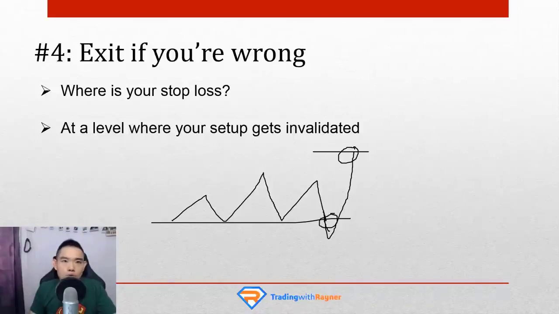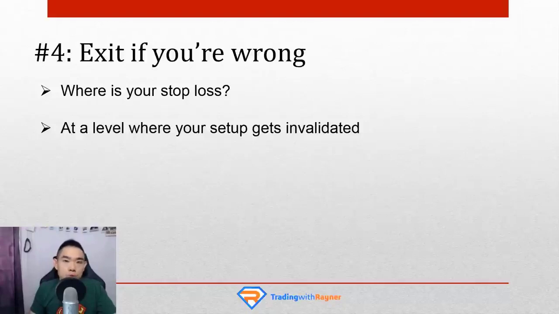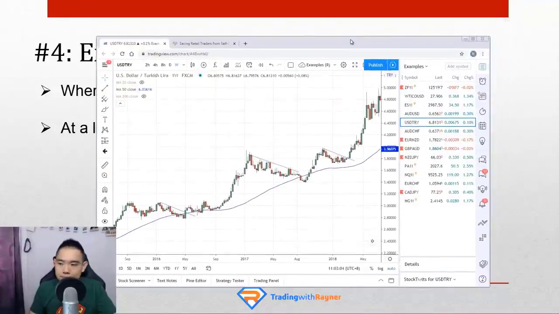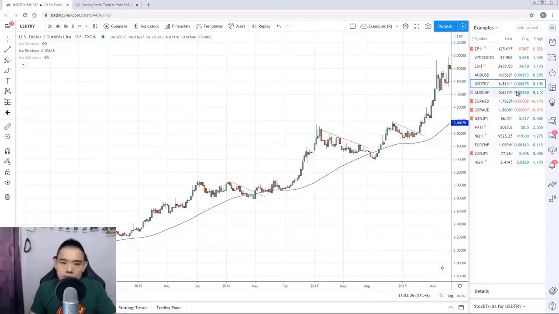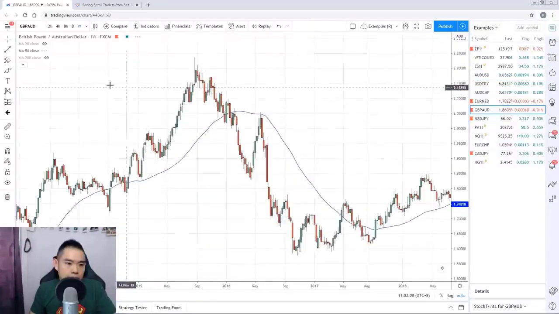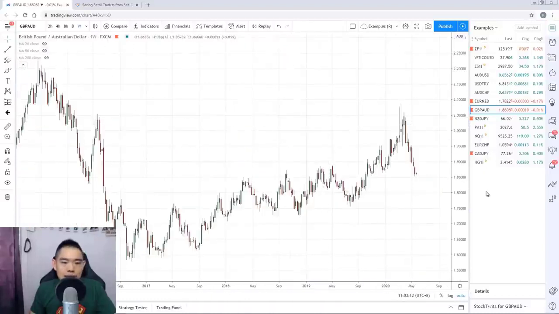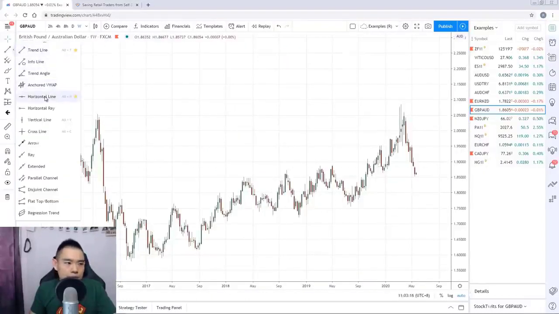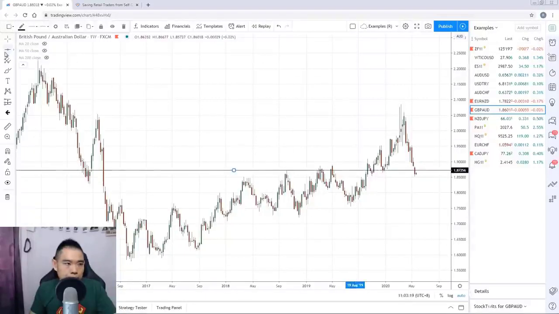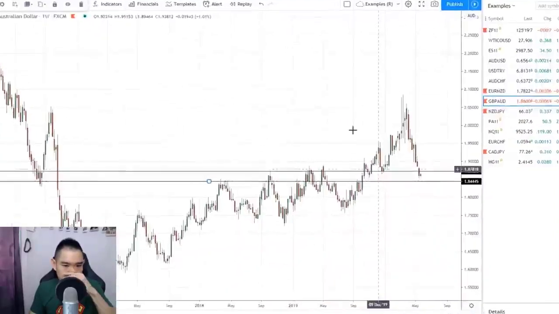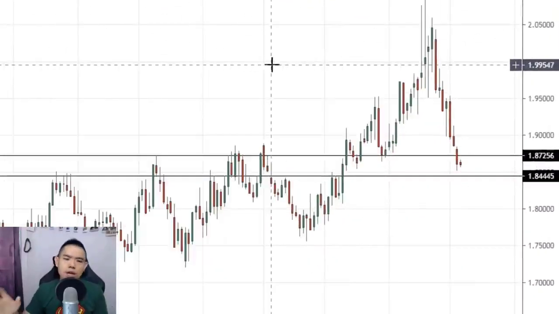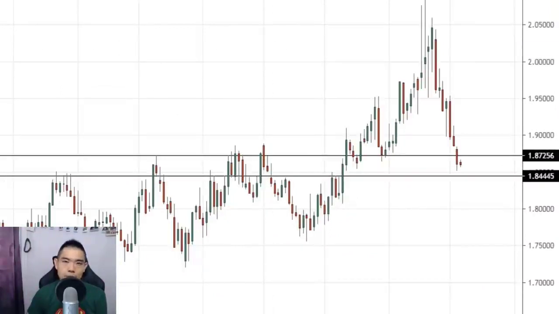Let me walk you through a few examples, because this is something that you will be using on every trade. The first one over here, let's look at Pound Aussie. If you look at Pound Aussie on the weekly time frame, where is the area of value? I would say it's possibly here. Let me just draw one more line. So let's say the market now is at this area of value and you are long.